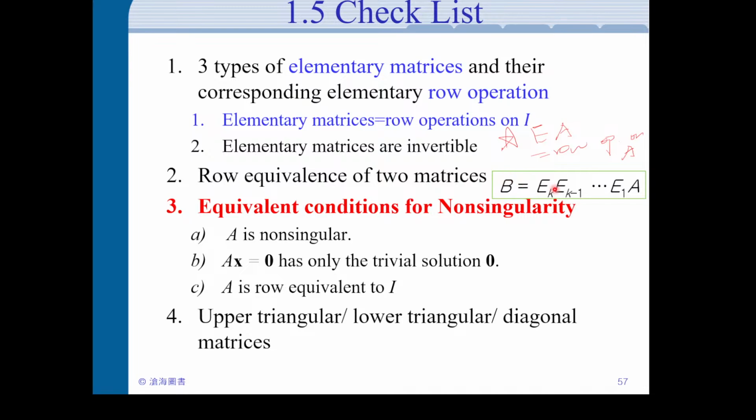Okay, and then we have this 1.5.2 that has equivalent conditions for non-singularity, 3 conditions. If A is non-singular, that means A inverse exists, and then that's equivalent to Ax equal to 0 only having a trivial solution, or Ax equal to b having only one solution. So x equal to b, unique solution. And also A is row equivalent to the identity.